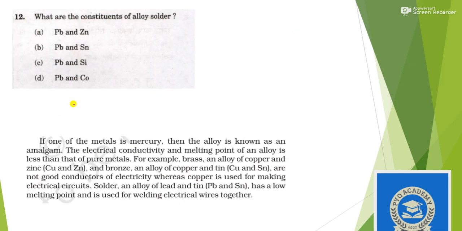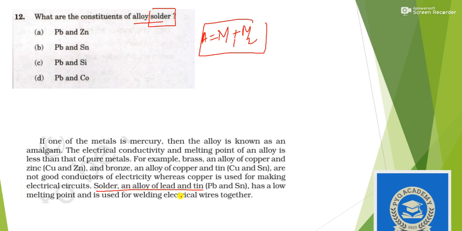What are the constituents of alloy solder? So this is a question from the same chapter, metals and non-metals. An alloy is a combination of two metals, metal 1 and metal 2 in different proportions, so it is asking about one alloy named solder. When you read the chapter metals and non-metals, you will directly find that solder is an alloy of lead and tin. Okay, so lead, that is Pb and Sn, and the option is option B.